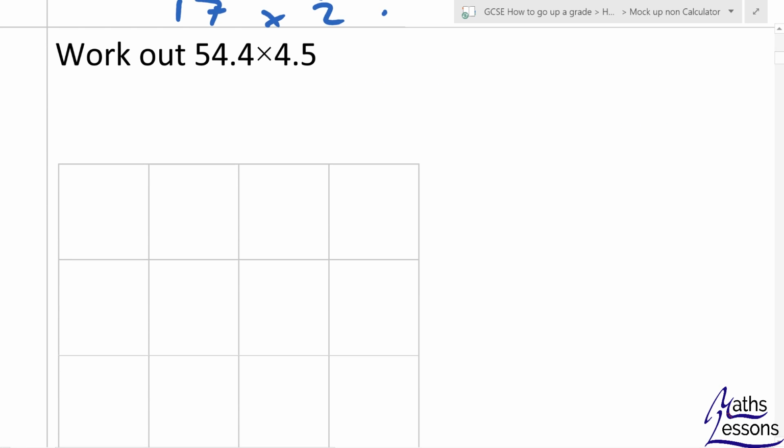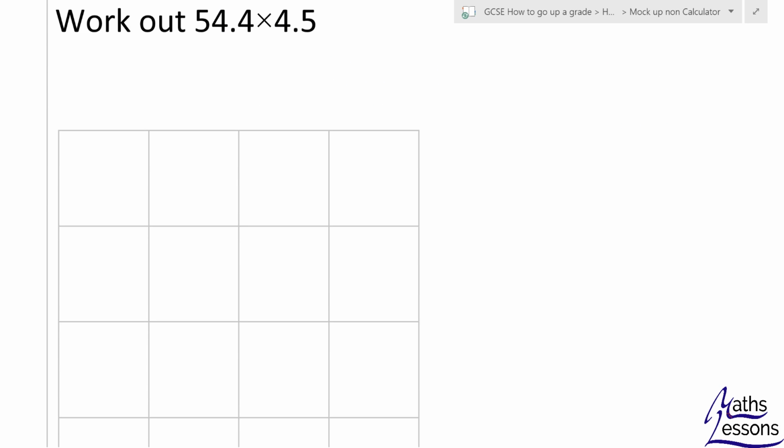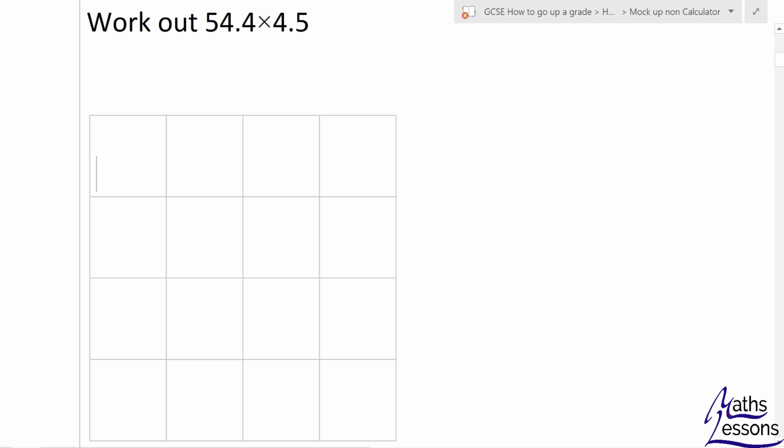Move on to the next one. Remember this is all non-calculator, so we could do 54.4 times 4.5. I've written a little grid out here, which is a nice easy way to do these multiplications. But 54.4 times 4.5, off you go.